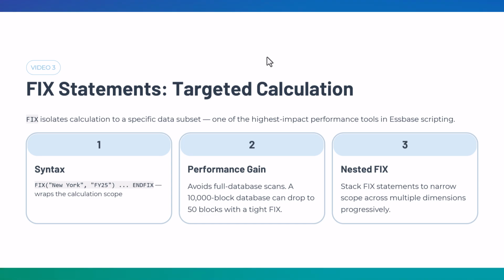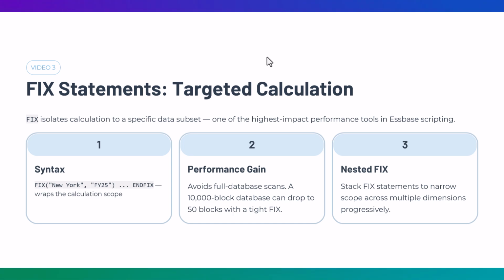In the previous video, we discussed when to use outline-based calculation and when to use a custom script. Now we are diving into the most important command in any Essbase script, that is the FIX statement. Without FIX, every calculation command we run applies to the entire database, that is every block, every cell and every combination. For a large database with millions of cells, that's incredibly inefficient. FIX tells Essbase to calculate only the specific subset of data specified in the FIX. Everything outside the FIX scope is ignored for that command.